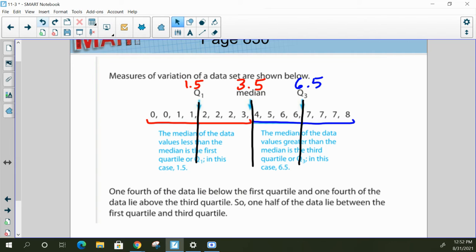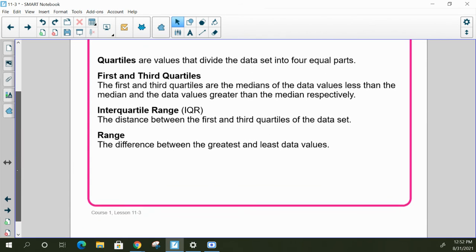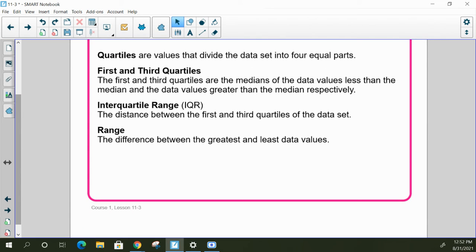Okay. Let's go back to our vocab words. So the two words we did not cover yet are range and interquartile range, or IQR. So first you want to know range. That's the easy one. The difference between the greatest and least data values.